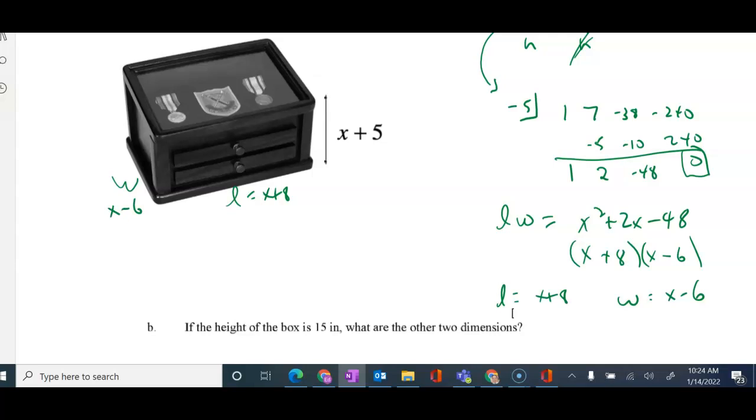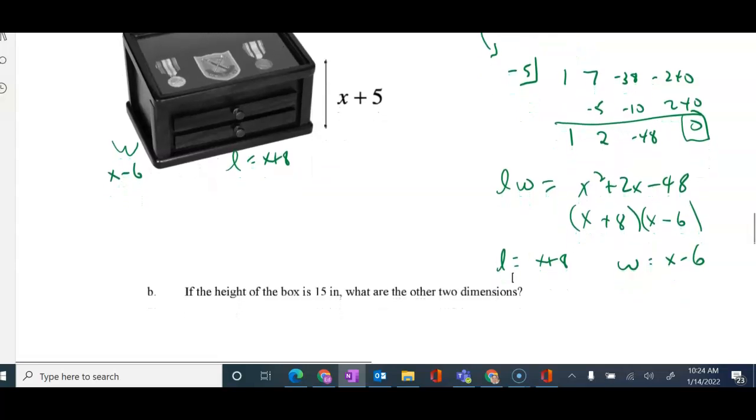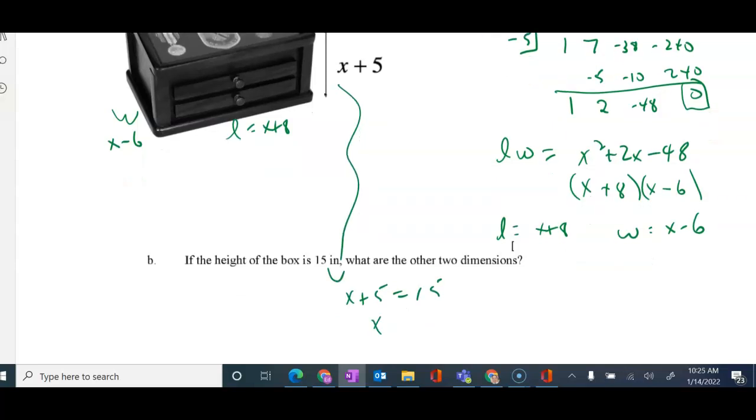Part B, if the box is 15 inches high, what are the other dimensions? Well, we just take that x plus 5, that means x equals 10. So the length would be 10 plus 8 equals 18 inches. And the width would be 10 minus 6 equals 4 inches.